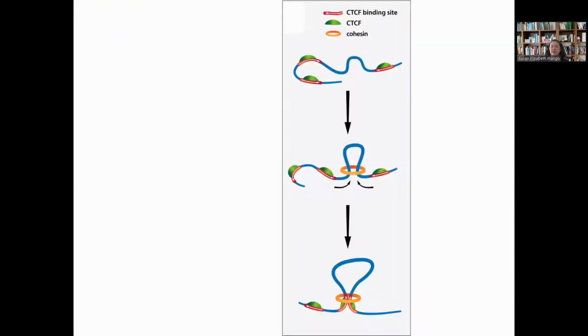So here's a hint. This was the model that I gave you. And maybe that helps in thinking about how gene 2 might be affected by these mutations and its proximity to gene 1.